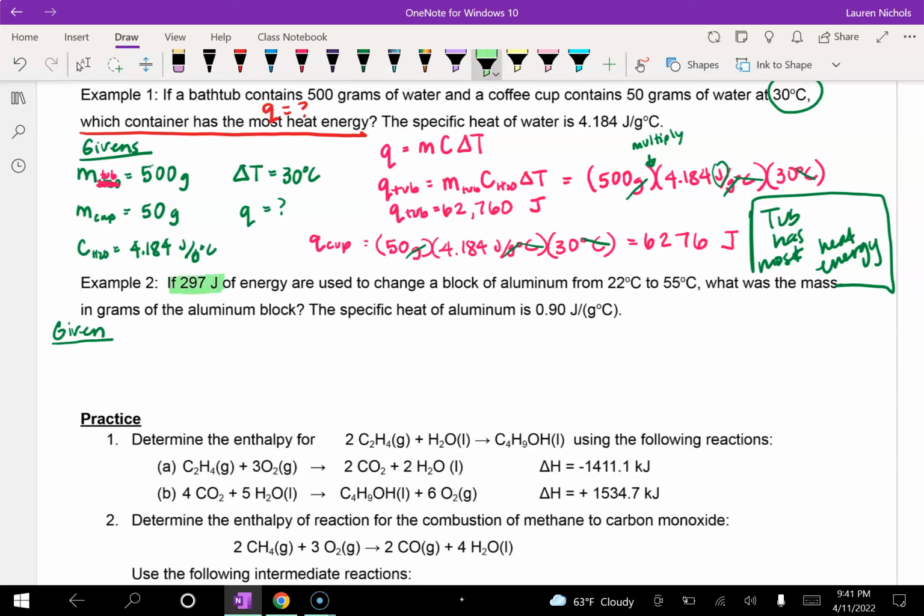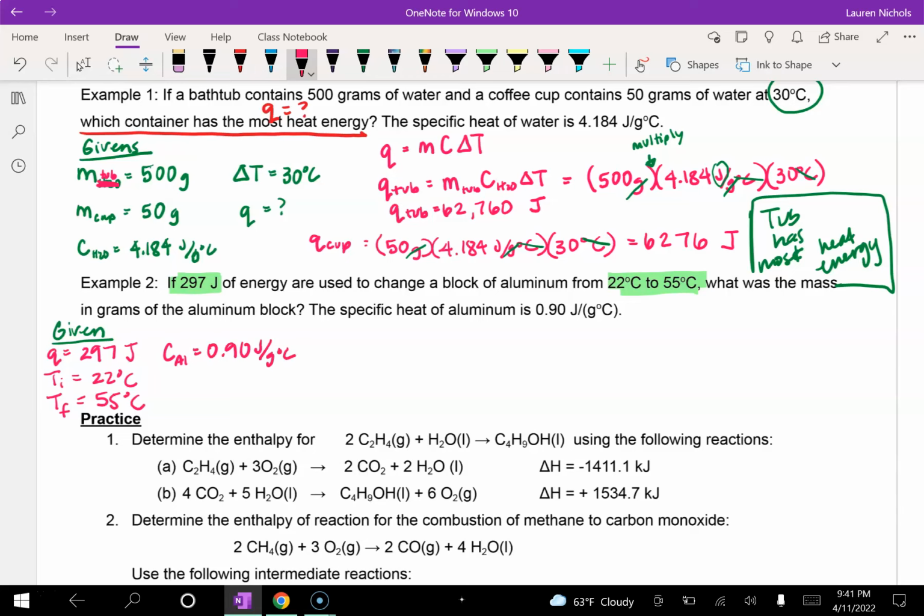So we write down our given. We see this number here, 297 joules. Because that says a J for joules, we know this is Q. So Q is 297 joules. We see some temperatures here. It says it changes from 22 to 55, so that means our initial temperature, TI, is 22 degrees Celsius, and our final temperature, or TF, is 55 degrees Celsius. They tell us that the specific heat of aluminum is 0.90 joules per gram degrees Celsius.